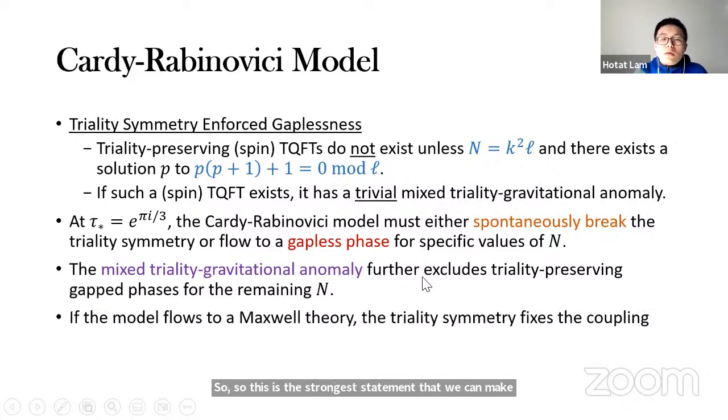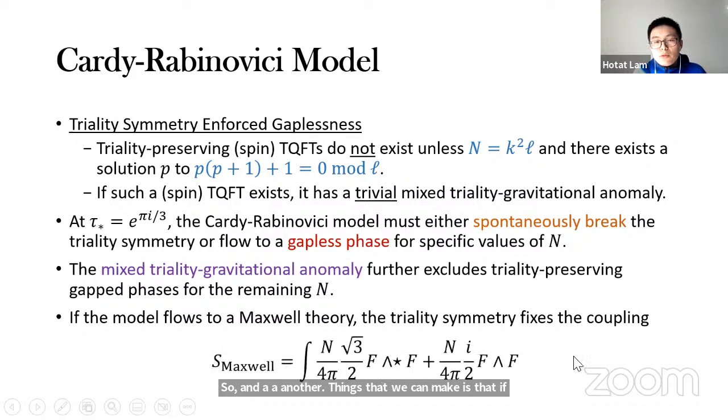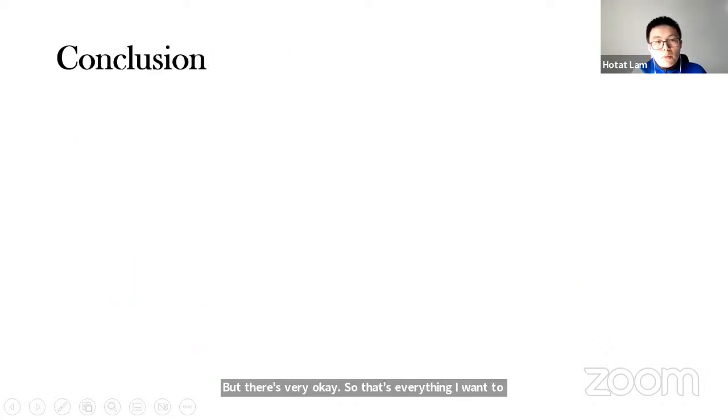Another thing that we can say is that if the theory flows to Maxwell theories, then we can use the duality symmetry to fix the coupling to be this very specific coupling, so that the theory has duality symmetries. Okay, so that's everything I want to say about Cardy-Rabinovici models. So let me just wrap up.